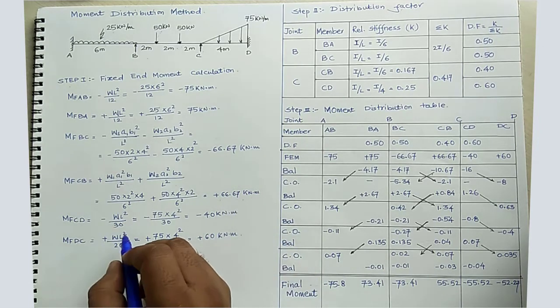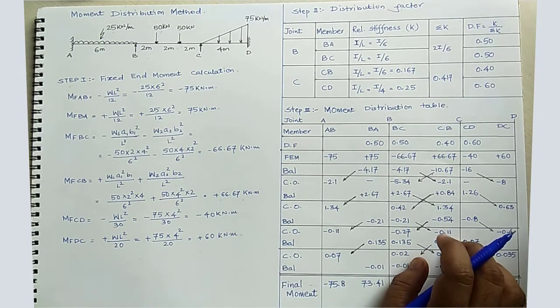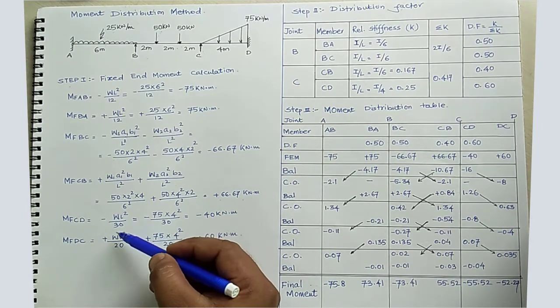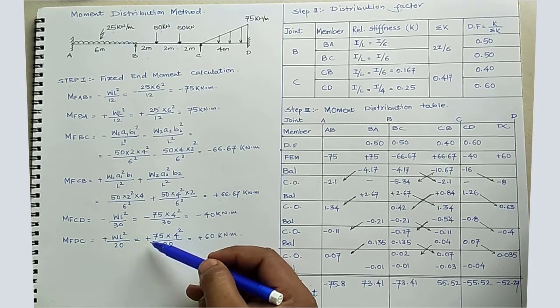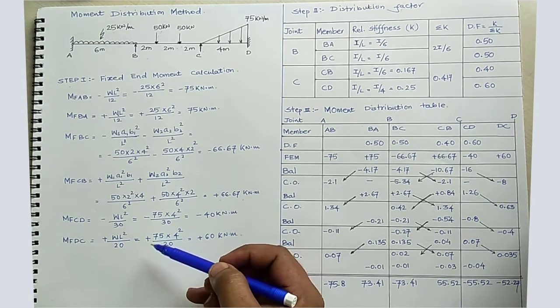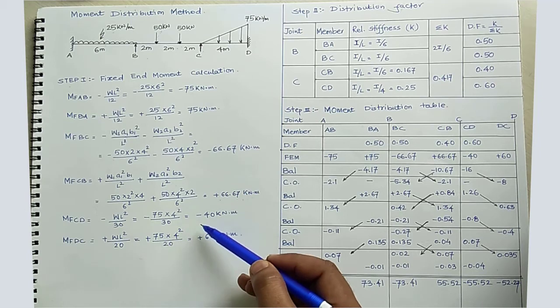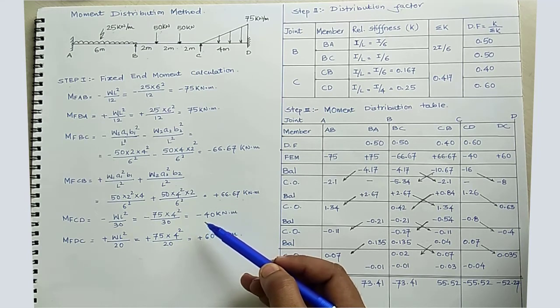Now fixed moment CD, having the varying load, is minus WL square by 30, where W is 75 and L is 4 meters, so it is minus 75 into 4 square divided by 30. So the value which we are getting is minus 40 kN meter.